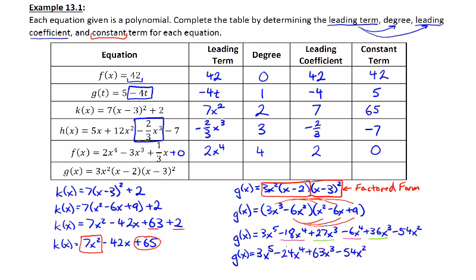So this gives us the standard form for g of x, giving me 3x to the 5th as the lead term, 5 is the degree, the leading coefficient is 3, and the constant term is implied to be 0.